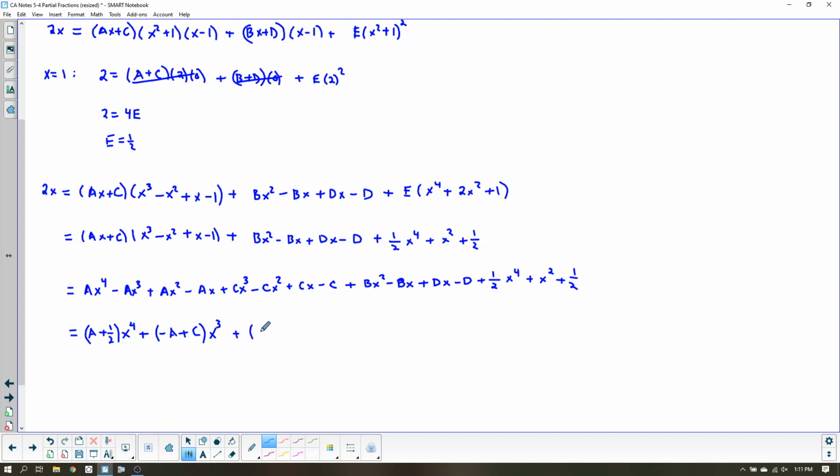Move on to the squares. So we have a, we have minus c, plus b, plus 1. All right, then the x terms, negative a plus c minus b plus d.